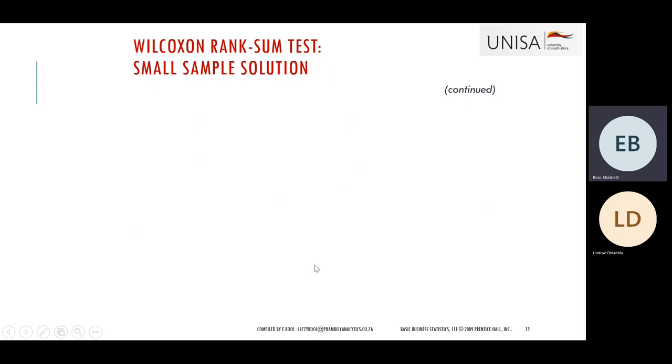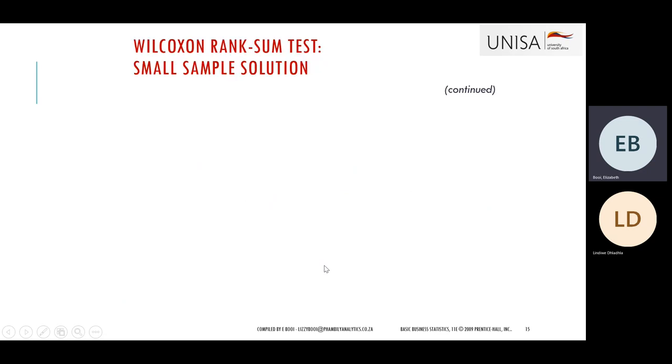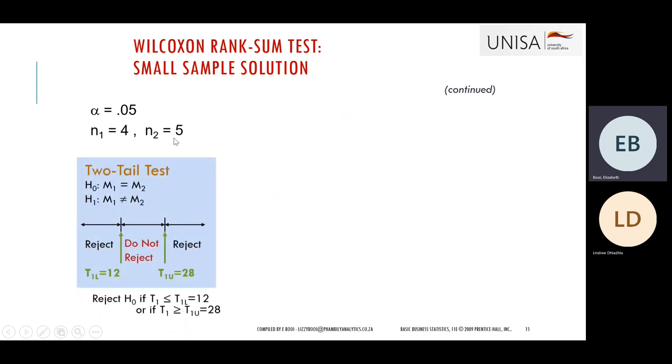Okay, so now let's do the hypothesis testing. Let me write down the values. We had 12 and 28. The first step of hypothesis testing is to state the null hypothesis and the alternative hypothesis. Our null hypothesis is that the median of population one, factory one, is the same as the median of factory two, and the alternative states that they are not the same. We are given the value of alpha and N, and we found the region of rejection: our lower limit was 12 and our upper limit was 28.